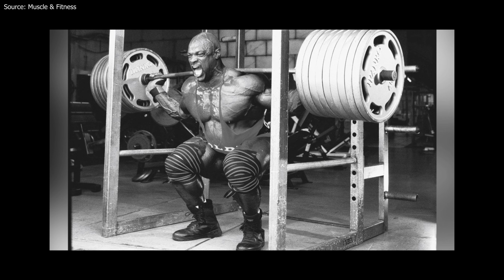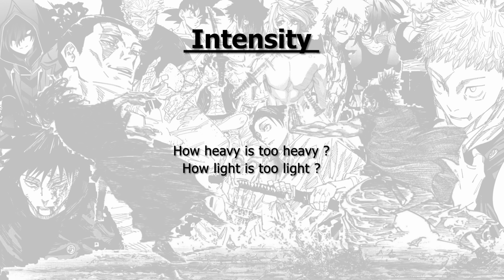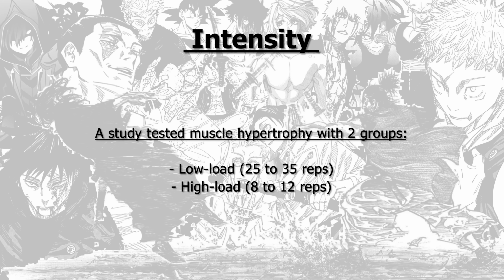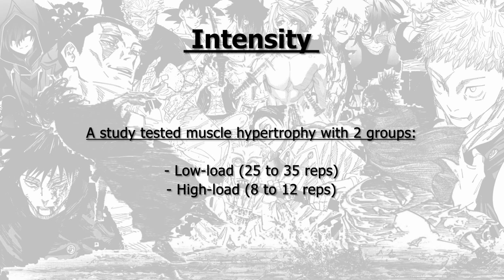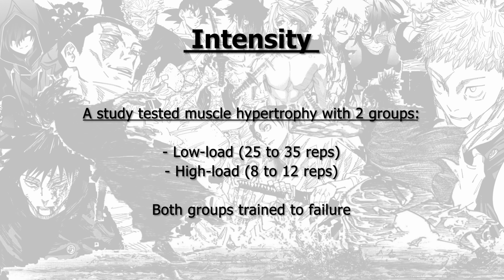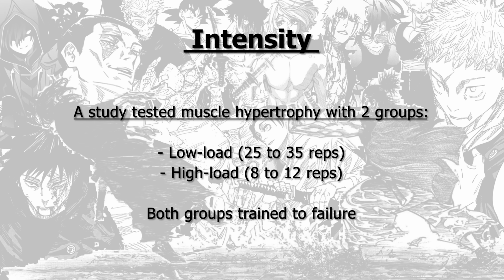Since bigger equals stronger and stronger equals bigger, we need the two types of hypertrophies. What's good to know is that heavy loads preserve sarcoplasmic level, so heavier loads hold the lead. So how heavy is too heavy and how light is too light? A study tested muscle hypertrophy with two groups: low load 25 to 35 reps and high load 8 to 12 reps. Both trained to failure, sadly no definition of failure given, so no accuracy there.